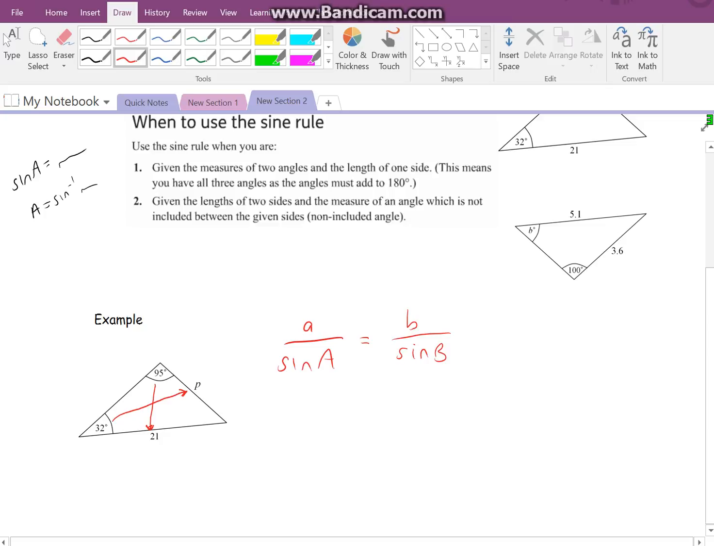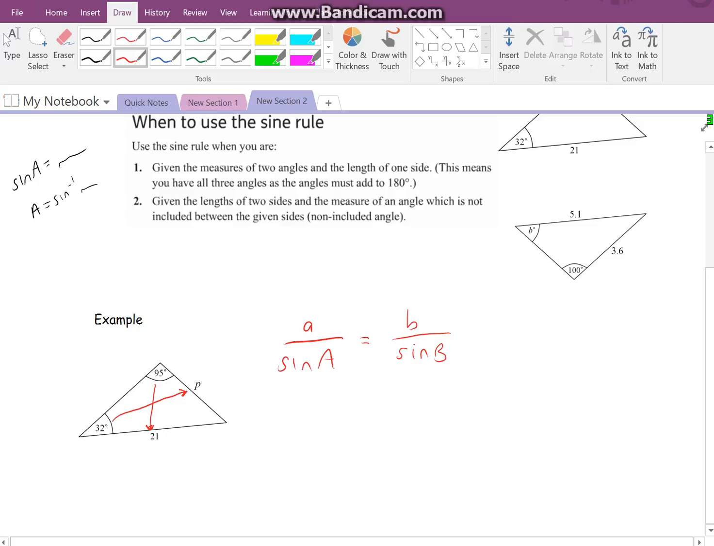So I'll sub in what I know on my sides, and just as you know, it will always be sine on the bottom. It will never be cosine, and never be tan, because this is the sine rule. And always ensure you put in the sine. You don't just write 21 over 95. It has to be 21 over sine 95, and so on. And so we'll fill in.